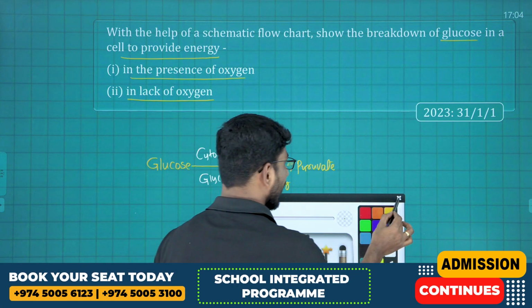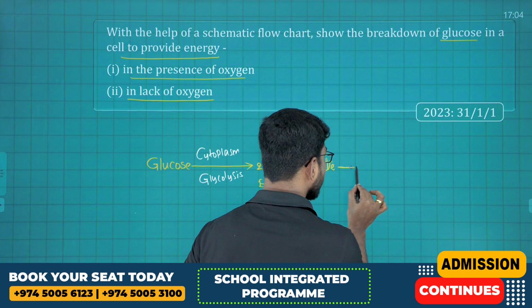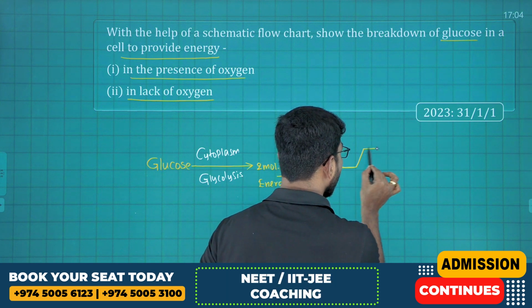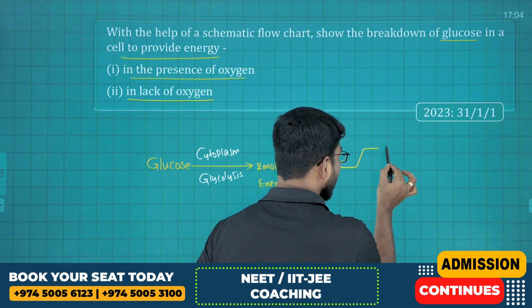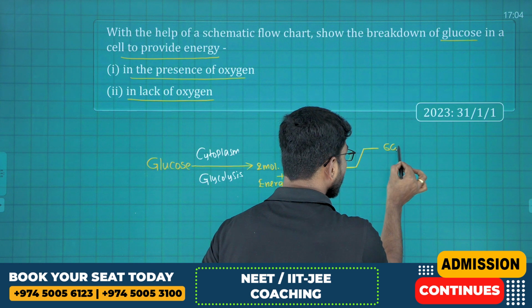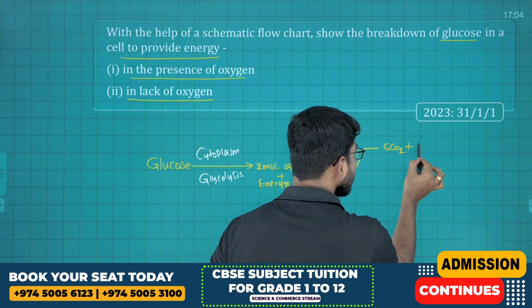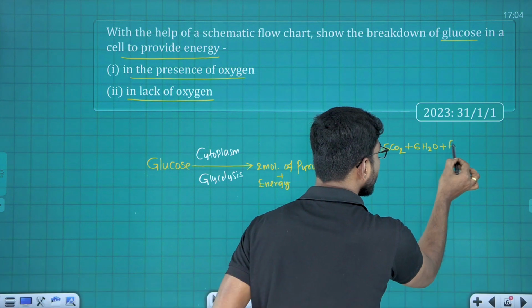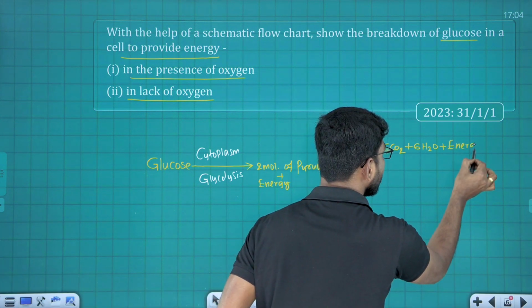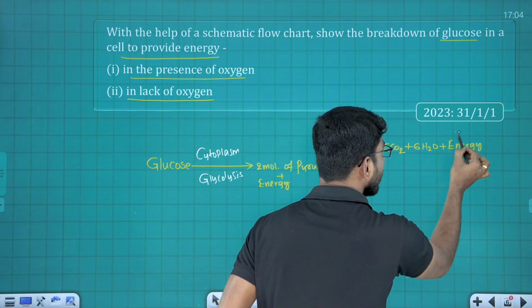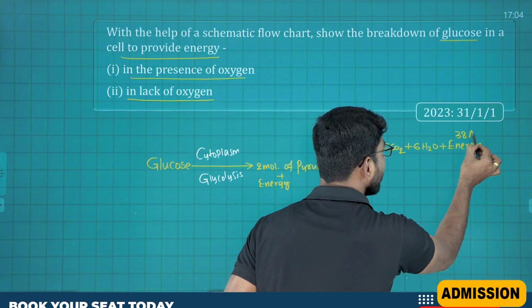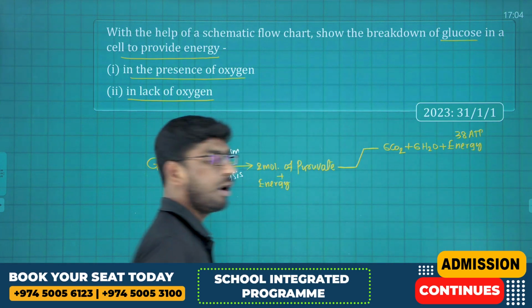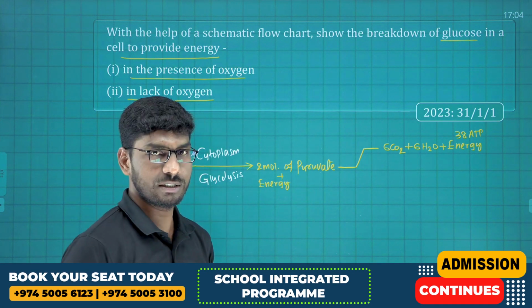This pyruvate, in presence of oxygen, in mitochondria converts into 6 molecules of carbon dioxide plus 6 molecules of water plus energy. Remember all of you, energy. You know how much? 38 ATPs, a huge amount of energy, forms in presence of oxygen.